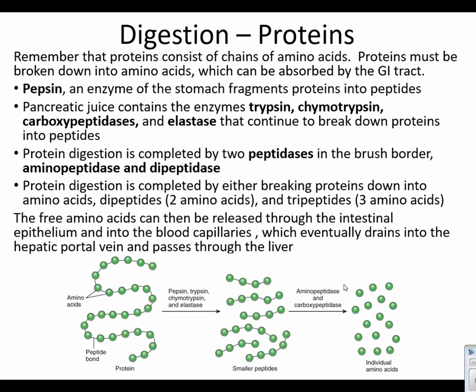Continues in our small intestine with trypsin from your pancreas. And then you've also got, and I didn't list it, within our pancreatic juice you have chymotrypsin, carboxypeptidases, and elastase. It is completed by 2 what we call peptidases, which are brush border enzymes. We've got aminopeptidase and dipeptidase. I'm not going to worry about any of the other pancreatic enzymes. The only one I want you to know is trypsin. But I do want you to know the 2 peptidases.